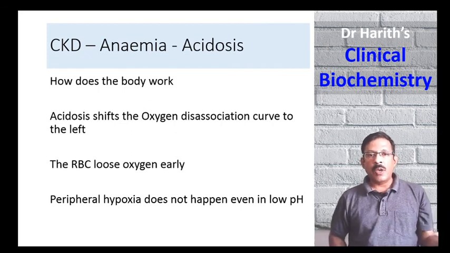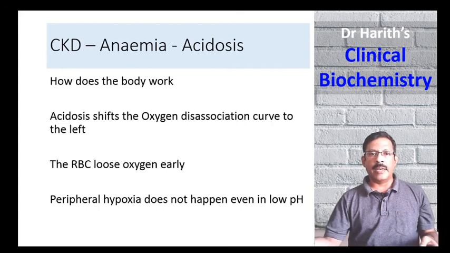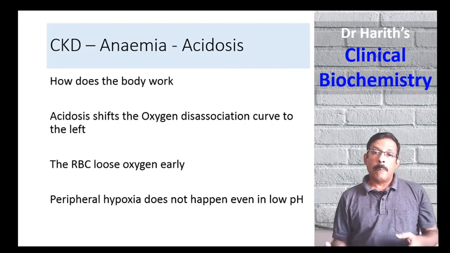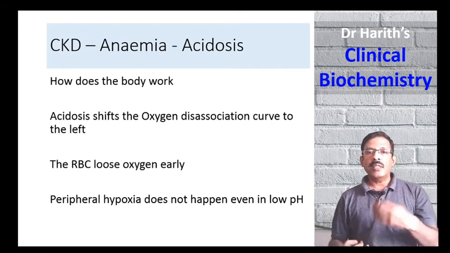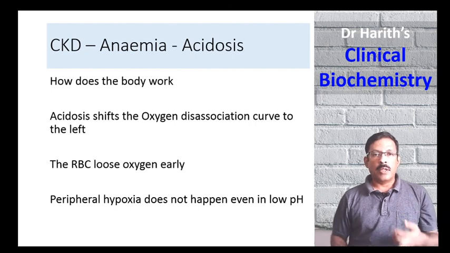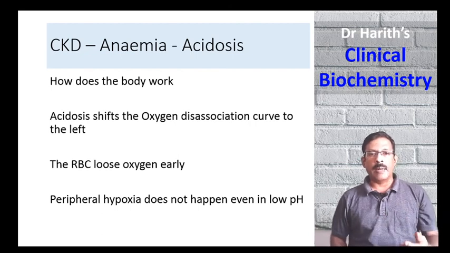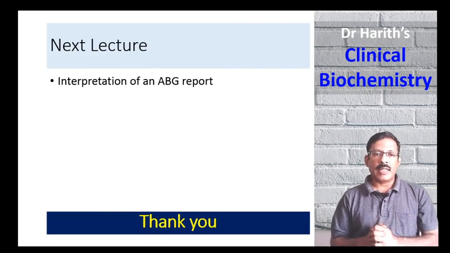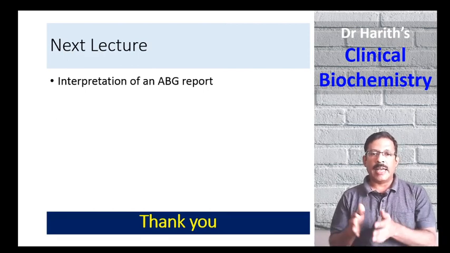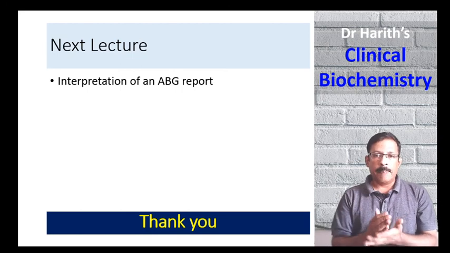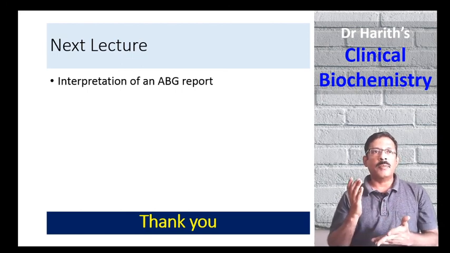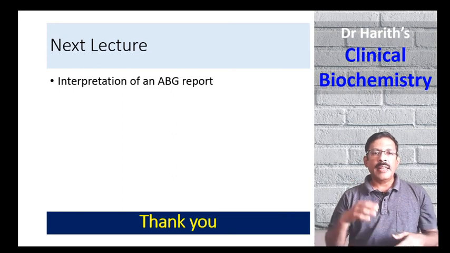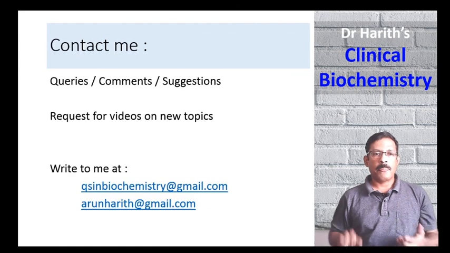So, you have anemia on one end, you have acidosis on the other. Use the acidosis beneficially to release the oxygen to the peripheral tissues so that the peripheral tissues do not become hypoxic. In the next lecture, we will be discussing the arterial blood gas report, how to collect samples, what are the pre-analytical variables that occur, what is the difference between VBG and ABG, and then I will give you a plan of interpreting the ABG report.